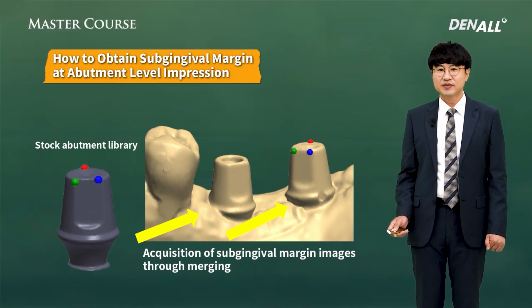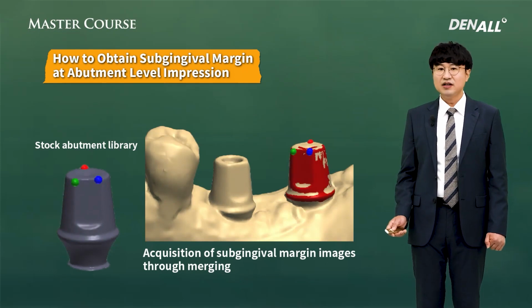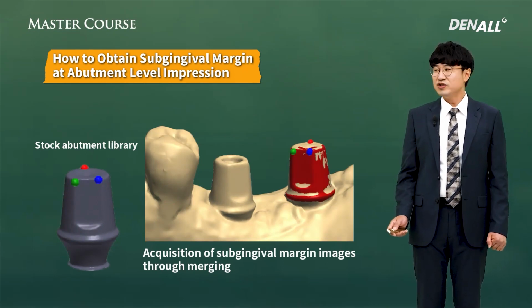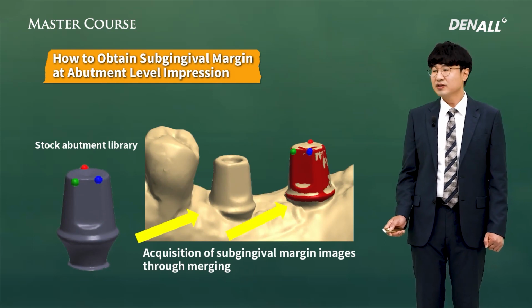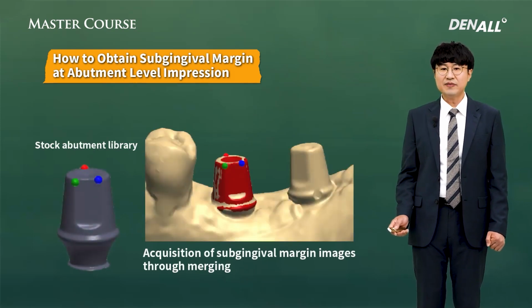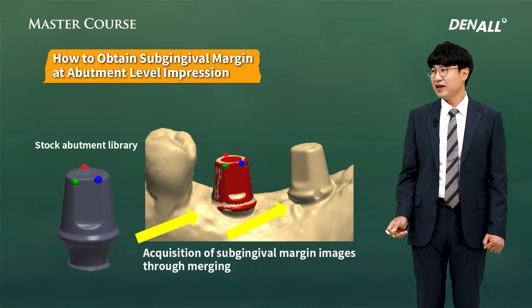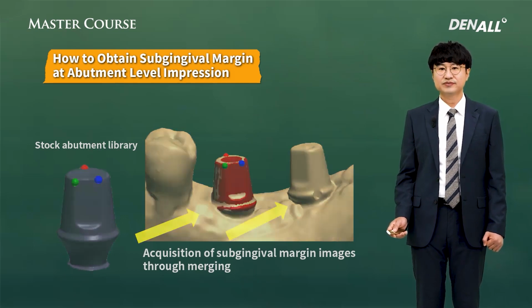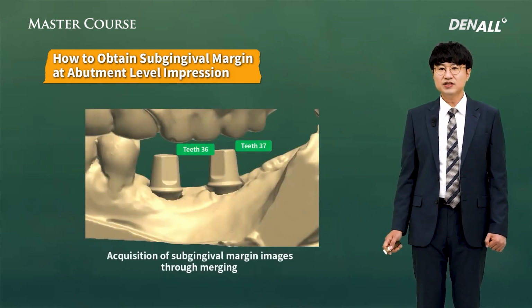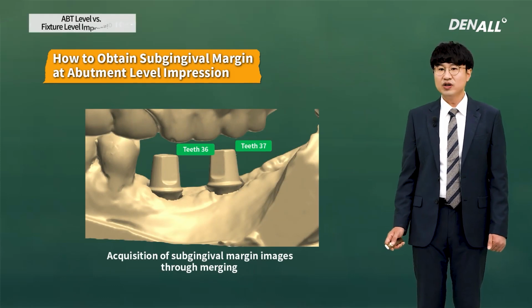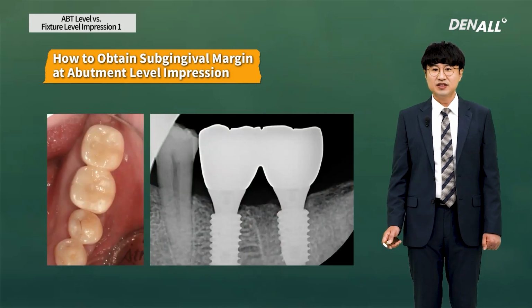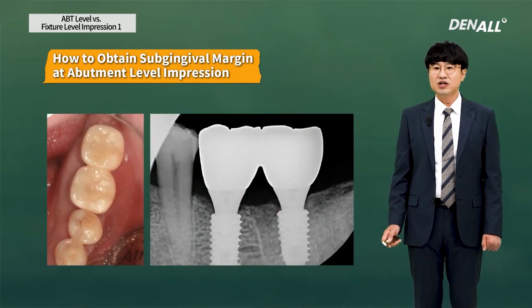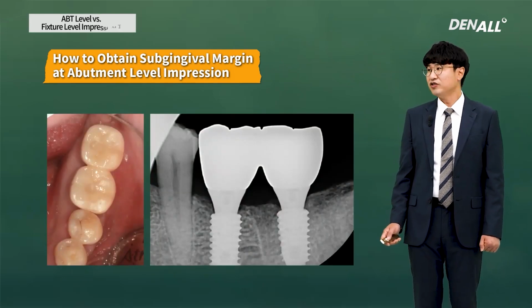And once that happens, the pores on the model can also be eliminated, and the subgingival margin image can also be acquired. So the subgingival margin image has been fully acquired, and the lab makes the prosthesis. The zirconia prosthesis has been completed, and you can obtain an adequate margin.